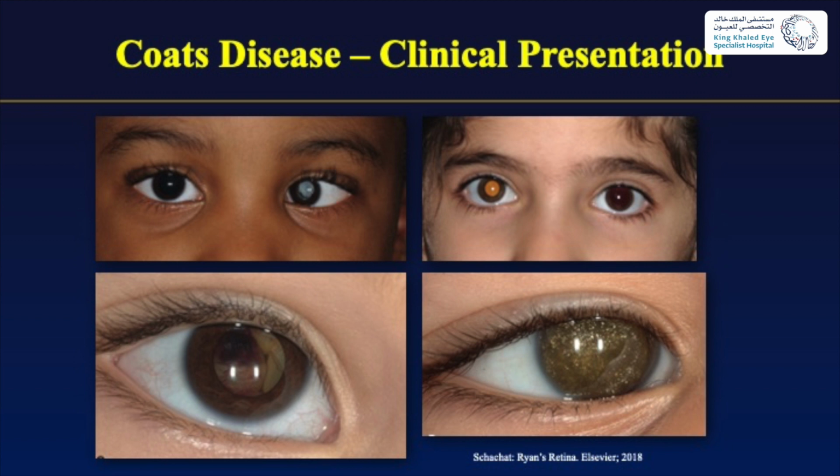So these are different photos of patients with Coats disease. The first photo is for a patient with leukocoria and esotropia. The second patient has xanthocoria. The third patient has extensive exudative retinal detachment abutting the posterior lens capsule. And the last patient has cholesterol crystals inside the anterior chamber.